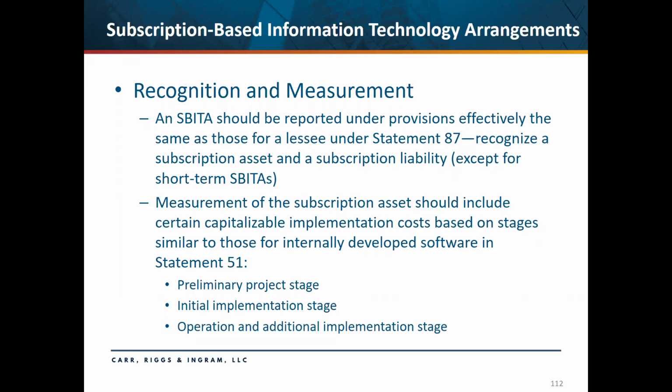There's going to be some measurement of subscription assets, how we look at the capitalizable implementation costs based on the different stages, if there's some internally developed software, like within 51. But it's clarified to say, these items you use similar to 51, and the other items when it comes to that cloud configuration are going to be much more like 87. So that's the gist of the statement.